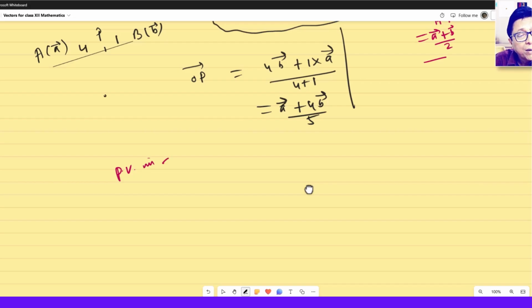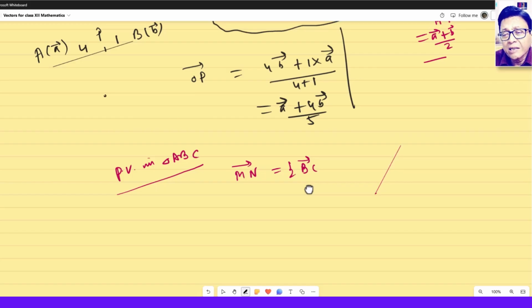in triangle ABC, MN equal to half BC. What is that? That triangle ABC you draw. MN I have not mentioned yet. M and N are going to be the midpoints of two sides AB and AC. This part is M and this part is N. If you join, then you can prove that MN is going to be parallel to BC and half of it.